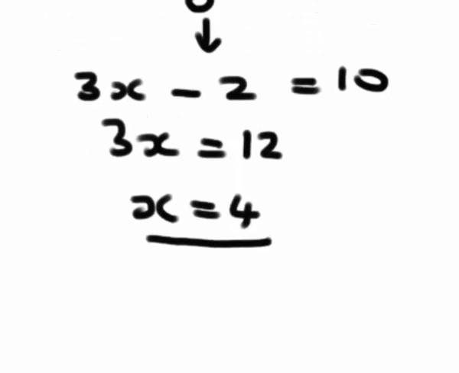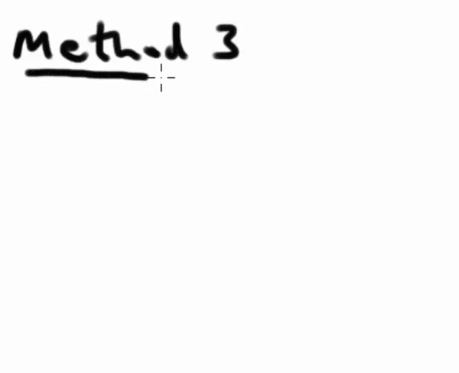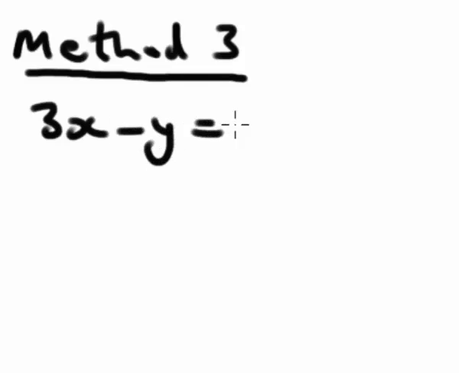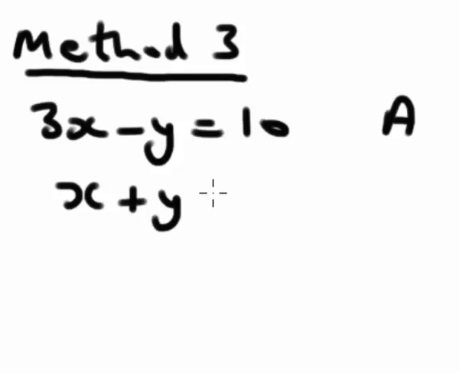Alright, now a third method is very, very interesting, and this is called the method of substitution. Also a very popular method. Let's have a look at our equations. We've got 3x minus y is equal to 10, that's equation A, and x plus y is equal to 6, equation B.